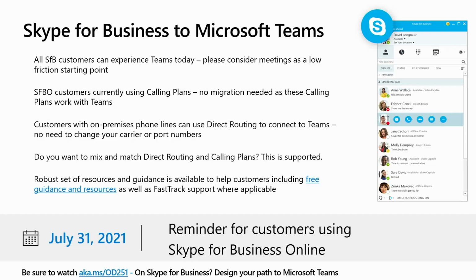Now, for customers with on-premises phone lines, that's typically a Skype for Business Server customer, you'll be able to use direct routing to connect to Teams. There'll be no need to change your carrier or port your numbers. And if you want to do as Laura suggested, which is mix and match direct routing and calling plans, this is supported. You'll be able to deploy both globally to your users.